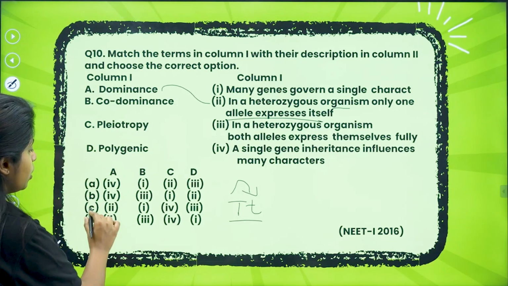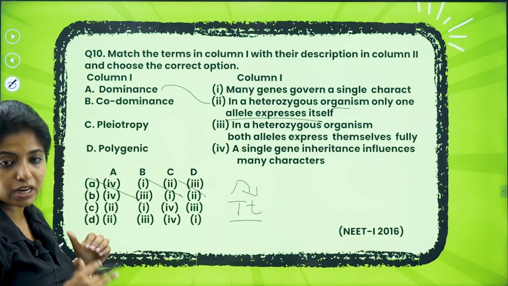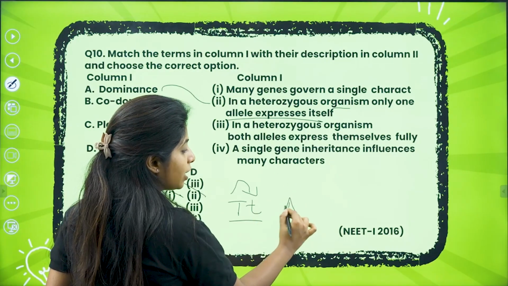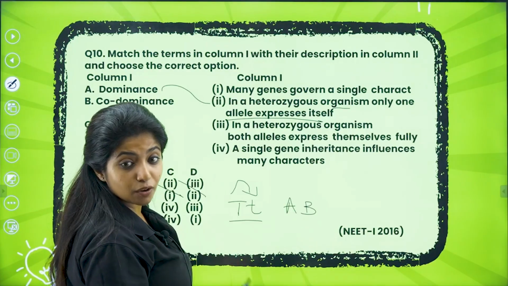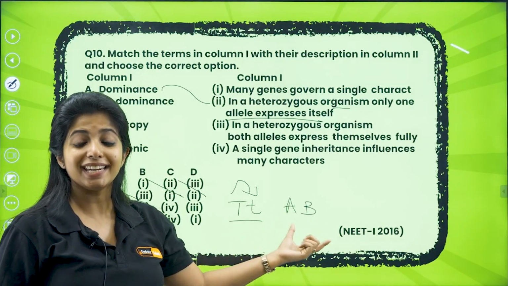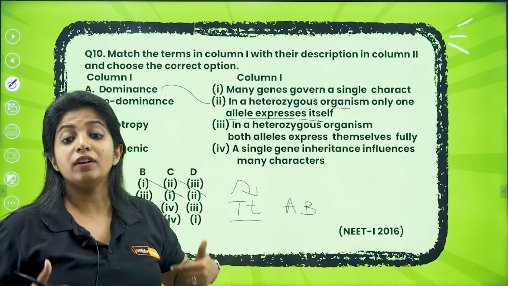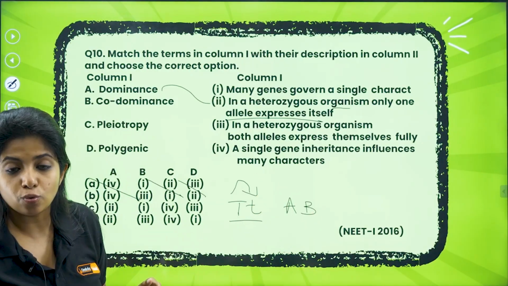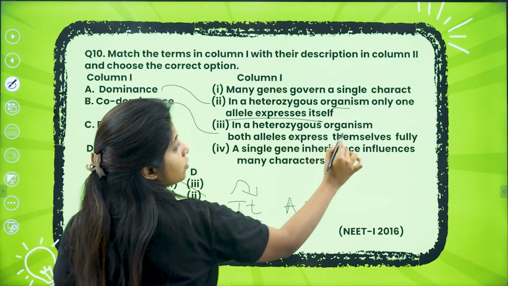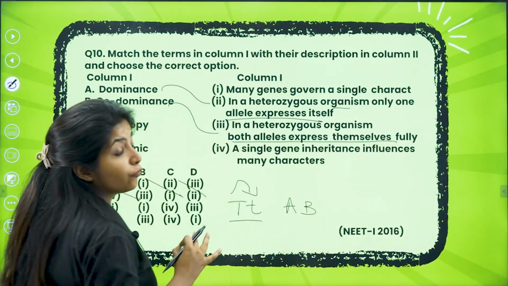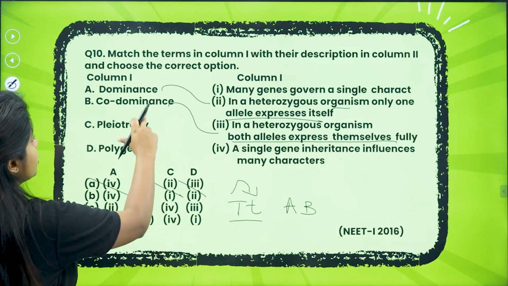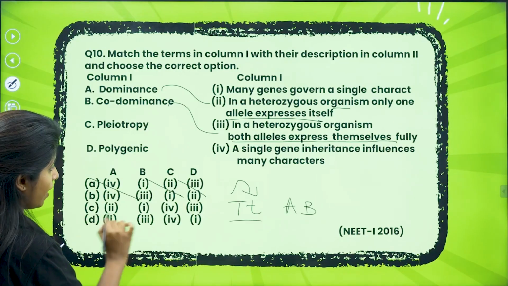A goes with 2. I have only 2 options. Let me eliminate those options. Now, codominance. Whenever you have 2 alleles, for example, A and B in the case of blood group, both of them are able to express themselves. But are both of them the same? No. Again, in a heterozygous pair, when both are able to express themselves fully, completely, it is known as codominance. So in a heterozygous organism, both alleles express themselves fully, it will be codominance. If they are expressing partially, that is incomplete. So B goes with 3. I have this option.